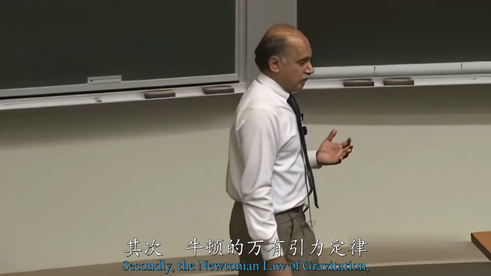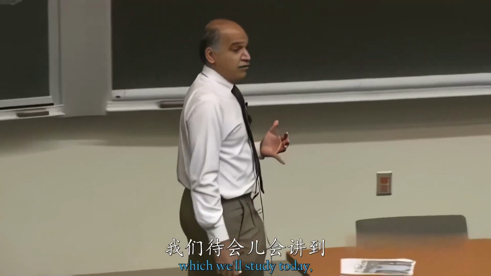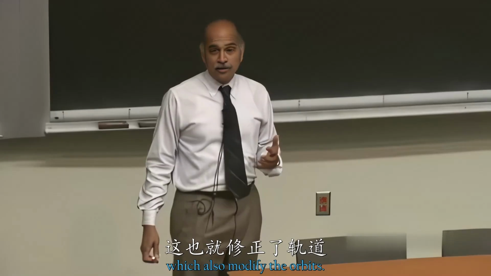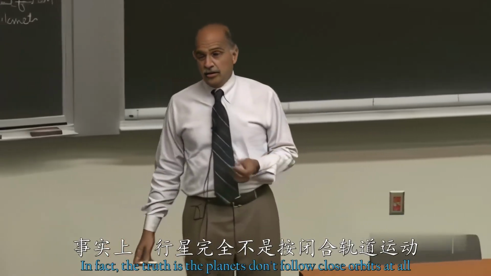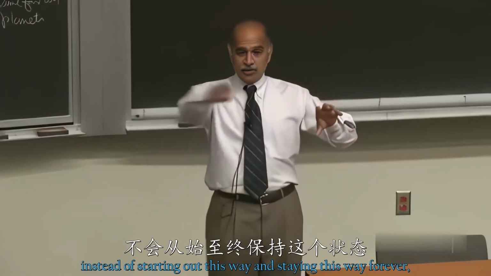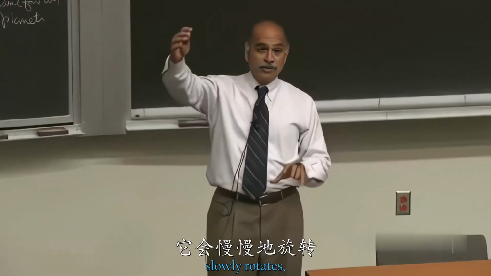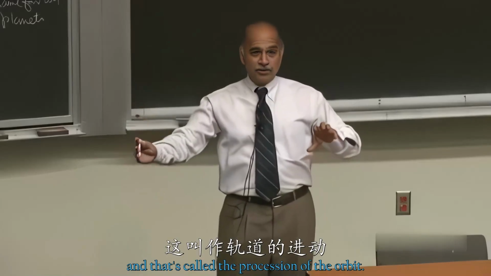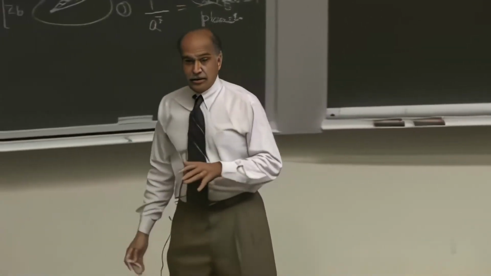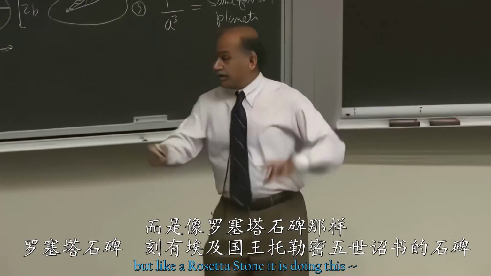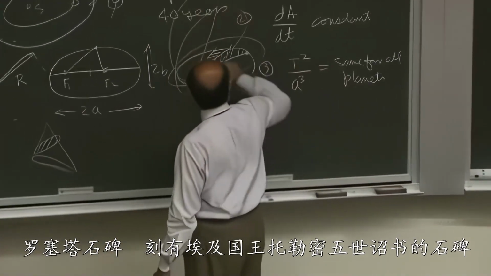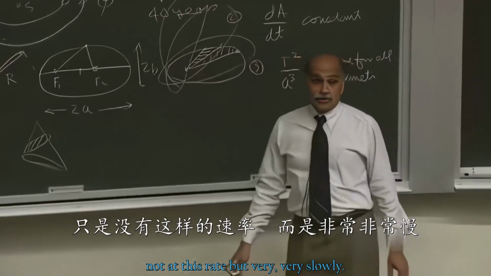Secondly, the Newtonian law of gravitation, which we'll study today, has got modifications from Einstein's theory, which also modify the orbits. In fact, the truth is the planets don't follow closed orbits at all, but the ellipse, instead of starting out this way and staying this way forever, slowly rotates. That's called the precession of the orbit. One of the biggest mysteries was that Mercury had a precession. In other words, the orbit was not closing, but like a rosette, it was doing this. Not at this rate, but very, very slowly.